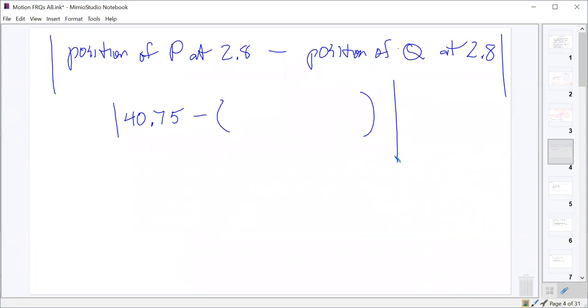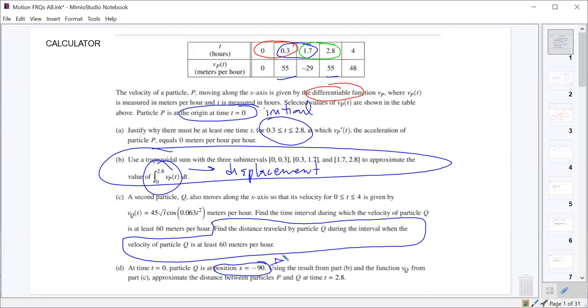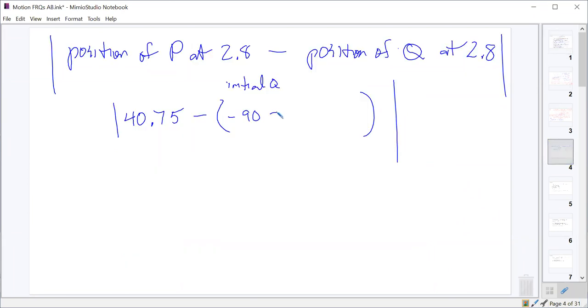Then we need a position for Q at 2.8. Well, the position of Q at 2.8 ought to be the initial place that Q is at, which is -90, right? That's what it told us here, -90. And then its displacement from 0 to 2.8. And so to find its displacement from 0 to 2.8, that ought to be the integral from 0 to 2.8 of V sub Q of t dt. So initial plus displacement of Q. Everybody good with that?